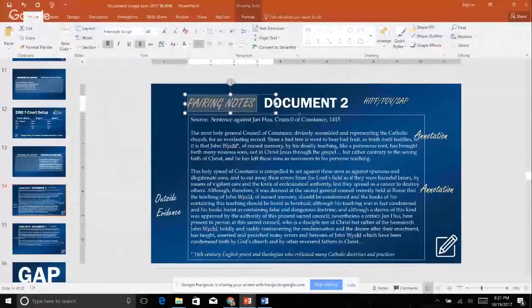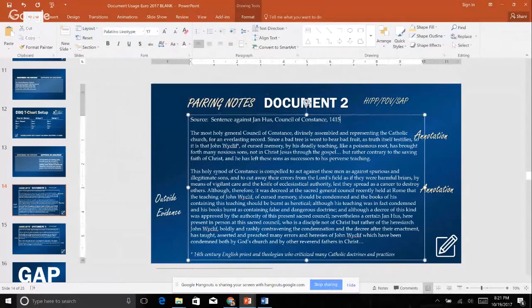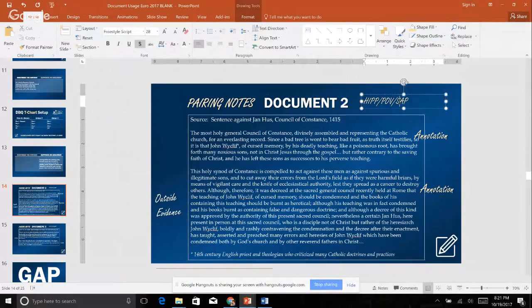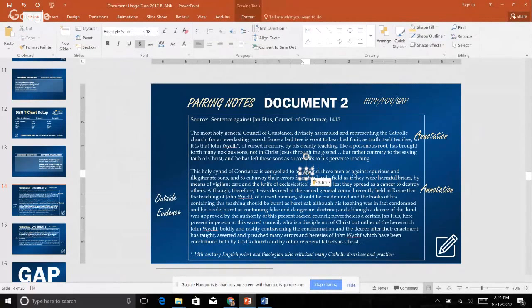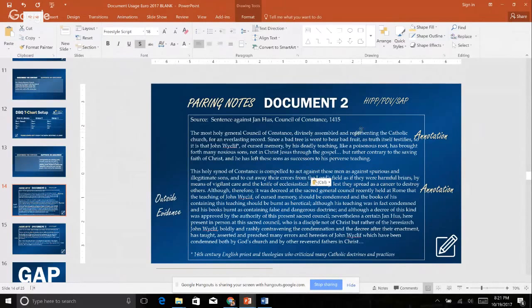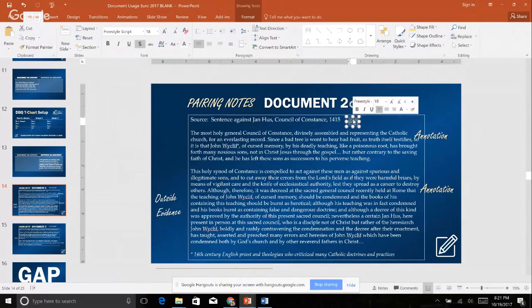All right. So what we've got here is sentence against Jan Hus, Council of Constance, 1415. Now, once again, we know about Jan Hus, the heretic. The most advanced students, the students that are going to make a 5, should have at least, they should recognize this guy.